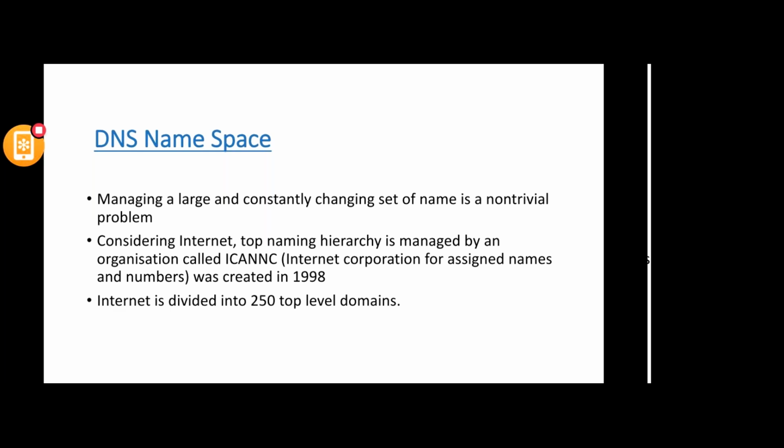It was created in 1998. It is a corporation, a group of people who have come together, and they are looking after this naming space. The internet is divided into 250 top level domains. Each domain consists of many hosts.